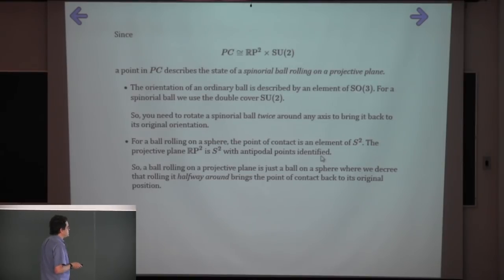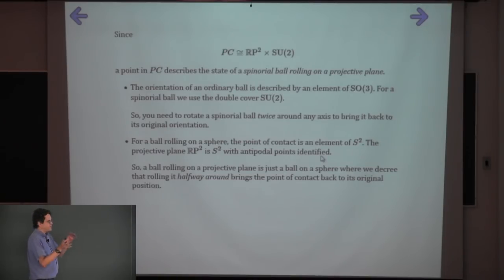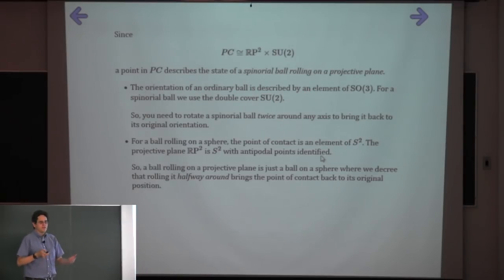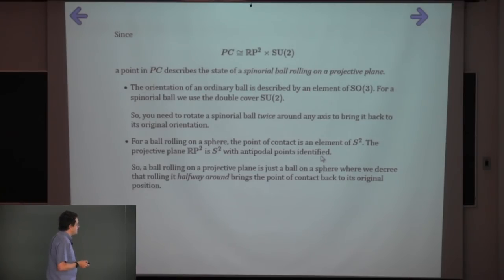This RP2 cross SU2 is exactly the space of possible ways for a spinorial ball to sit on a projective plane. Because the orientation of an ordinary ball, by orientation I mean the way you've rotated it, it's not quite a perfect word for that in mathematics, but I could rotate it in lots of different ways. For an ordinary ball, the set of possible ways would just be identified with the rotation group SO3. But for a spinorial ball, you have to use the double cover of SO3, which is SU2. So that's this SU2 here. And that's why you need to rotate a spinorial ball twice around any axis to get it back to where it started from, because SU2 is a double cover of SO3.